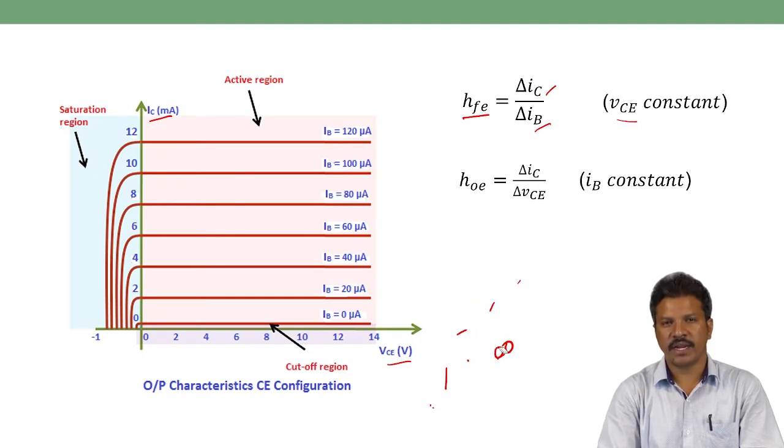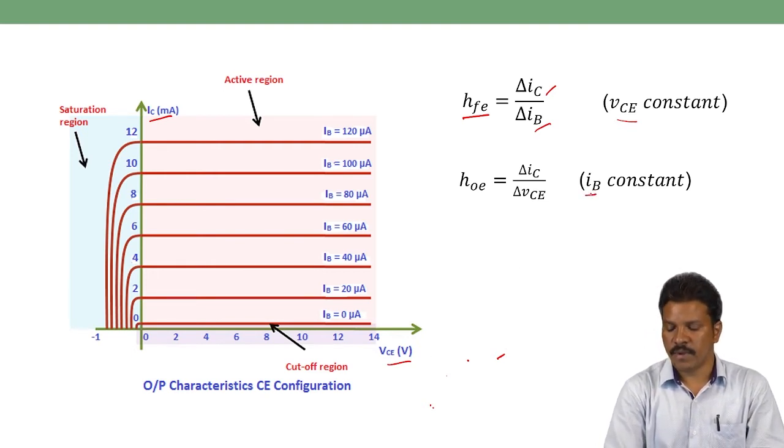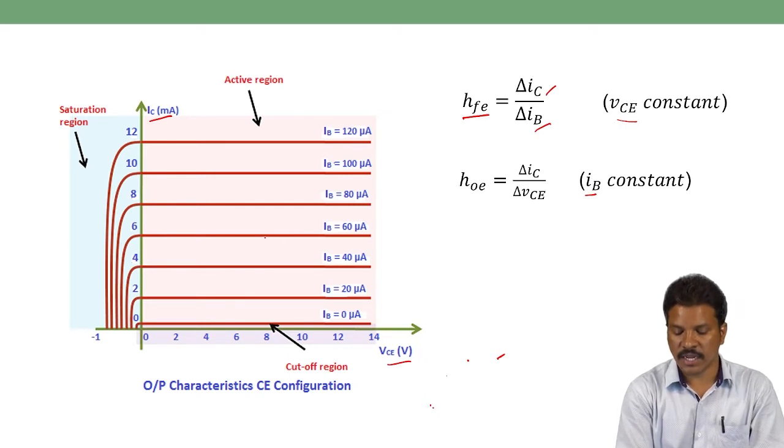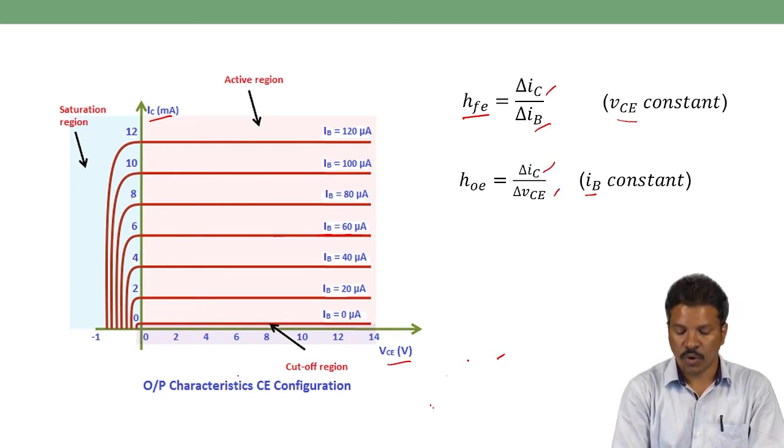So this output admittance can be calculated by keeping IB constant. This IB constant means by considering a constant IB curve on this characteristic graph, and then taking the change in IC and change in VCE. So by keeping IB constant, we consider the IB is equal to 60 microampere curve.